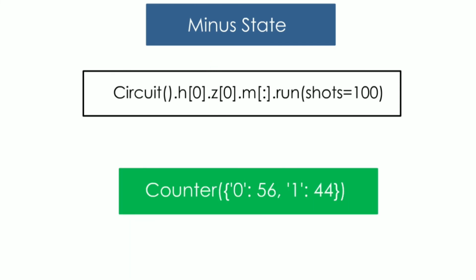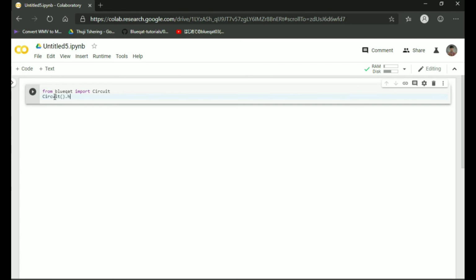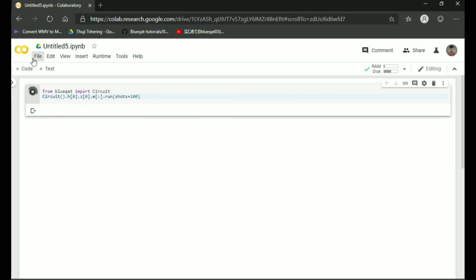If you run the code, we get an output. This output is the same as the positive state. Let us confirm it in Google Colab. Put the H gate, Z gate, and measurement gate, and run the code by clicking on the play button. If we run it, then we get the output similar to the positive state.